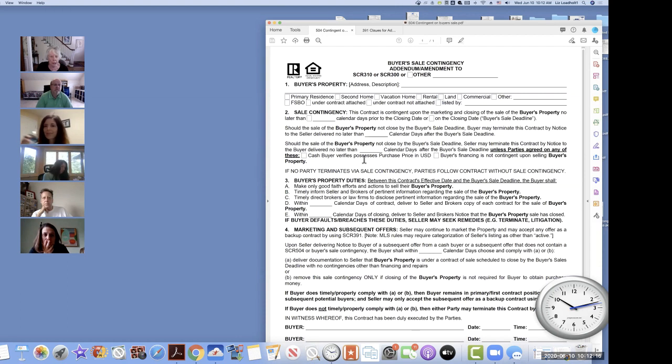If no party terminates via the sale contingency, the parties follow the contract without a sale contingency. Most people overlook this. It's kind of interesting, I think. In a contract, when it's in all caps, and a lot of times bold, people tend to slide right over it. But this is important. If no party terminates via the sale contingency, these 2 options above, if nobody has terminated, the parties follow the contract without a sale contingency. Got it?